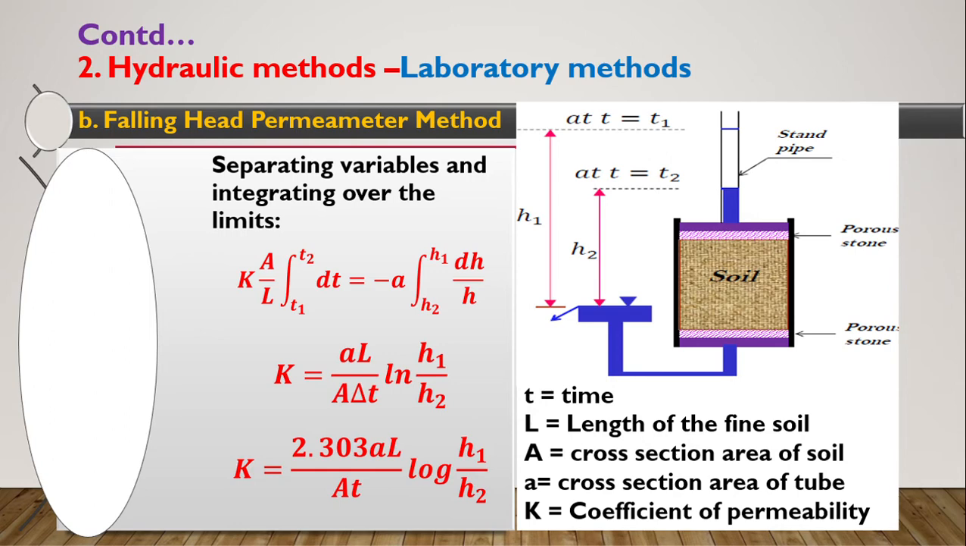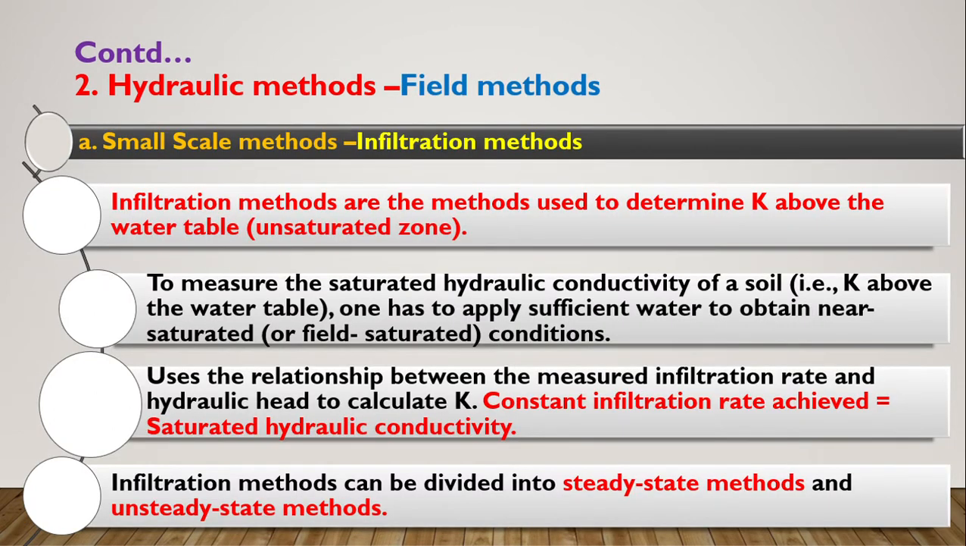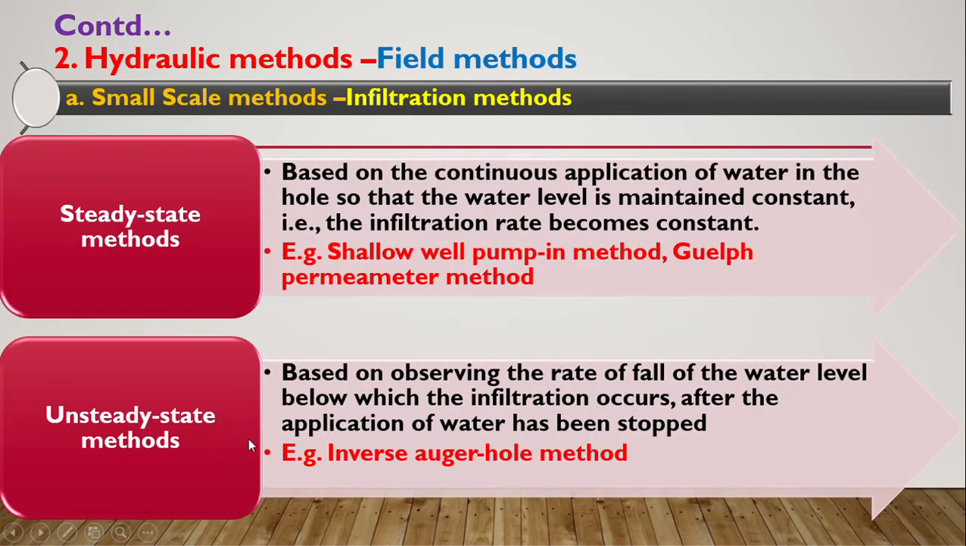So this is about the laboratory methods. Now we will move on to the field methods. Field methods are of two types, small scale method and large scale method. Small scale method is again divided into infiltration and extraction method. Infiltration methods are used to determine the saturated hydraulic conductivity K above the water table. And in this method, there are steady state method as well as unsteady state method. We will see each of them.